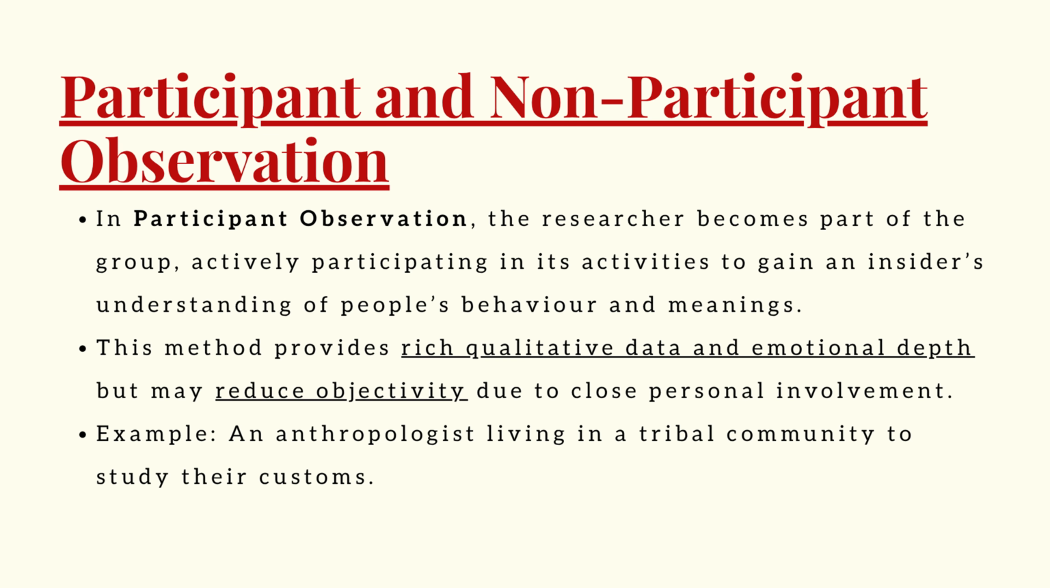Participant observation and non-participant observation are two major types of observation used in social science research. In participant observation, the researcher actively takes part in the activities of the group being studied. The observer becomes a member of the community or group and experiences events from within. This helps in getting a deep understanding of people's behavior, emotions, and meanings of their actions. However, there is a risk that the researcher may lose objectivity because of close involvement.